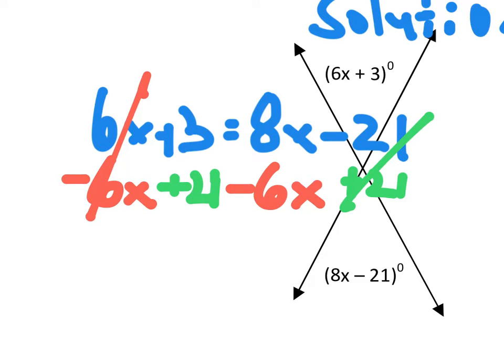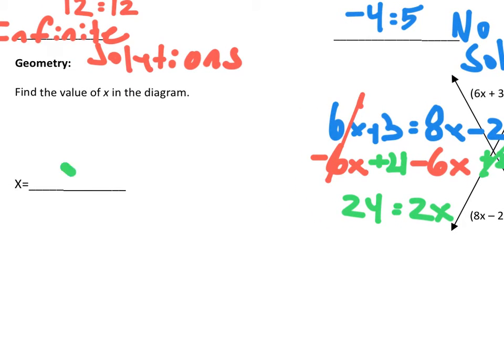So if I do both steps at once there, now I'll have a 24 on the left is equal to a 2x. Divide both sides by the 2, and we will get here that our x is equal to 12.